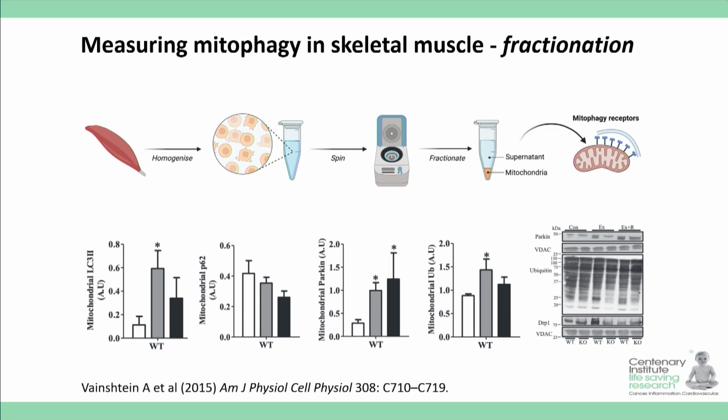This is not universal, so p62 wasn't accumulating to the same extent. But again, you can also see evidence of other more mitophagy-specific factors, so in this case, the E3 ubiquitin ligase Parkin, and a change in the mitochondrial ubiquitination. So I think as a tool and a technique, it's a very elegant way of looking at this in skeletal muscle.